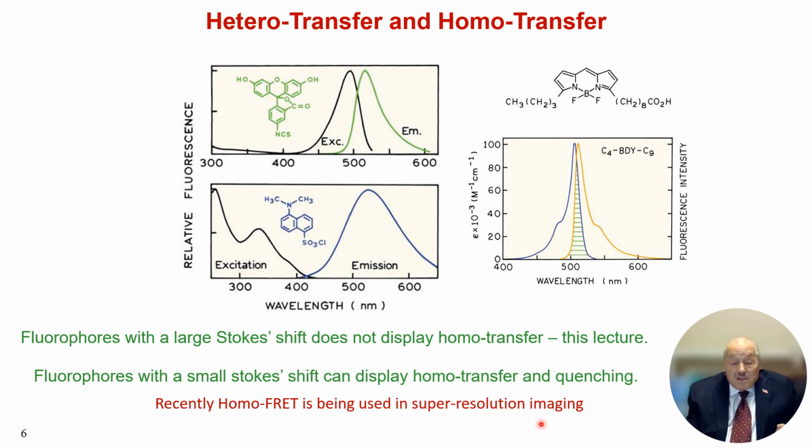Homotransfer is one of the earliest observations in fluorescence, and it was examined by Jablonski many years ago, but not using biomolecules, just using concentrated solutions. And I noticed recently that homoFRET was being used in increasing the resolution of super resolution imaging. I can't explain that yet. I've looked at some of the papers and I still have to work on figuring that one out.